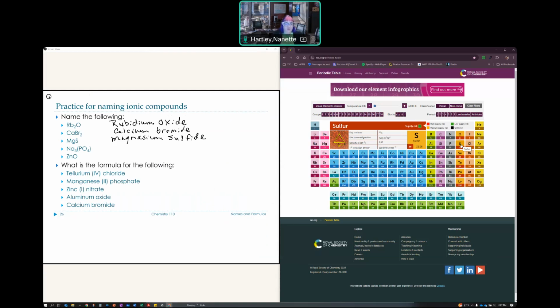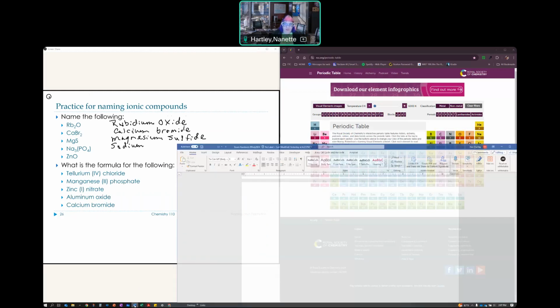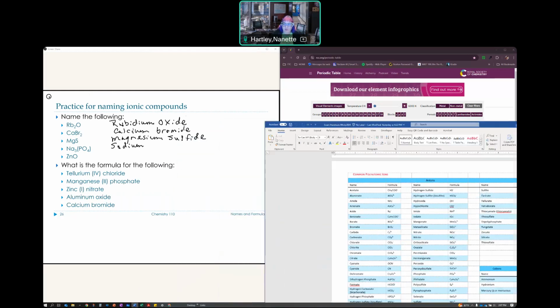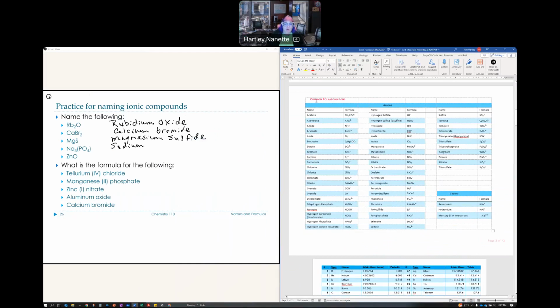The next one that we have, Na3PO4. Well, I know that Na is on the table. He's right here. He's sodium. So we're going to write sodium. Now, this other thing is in parentheses. So if it's in parentheses, I know it's a polyatomic ion. Polyatomic ions are always on this table that we've been given. Okay, so if we're looking at our exam handouts, common polyatomic ions appear here. And so we've got PO4 that we need to find. So PO4 is right there.